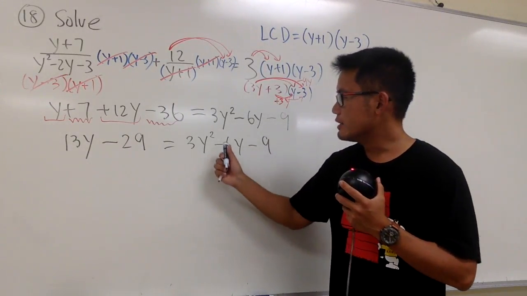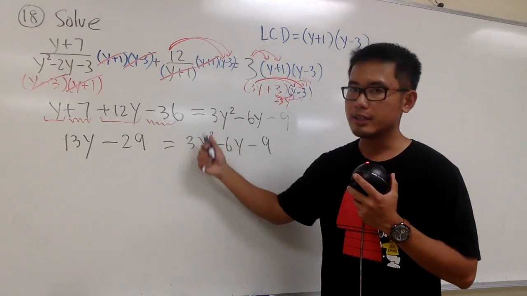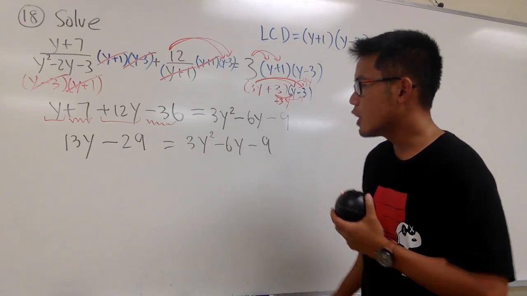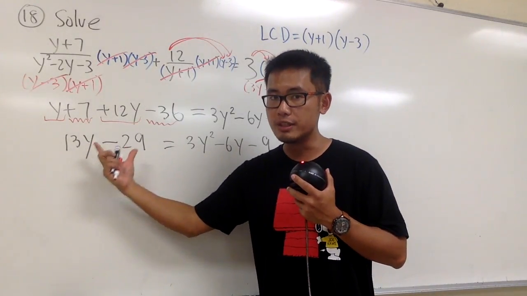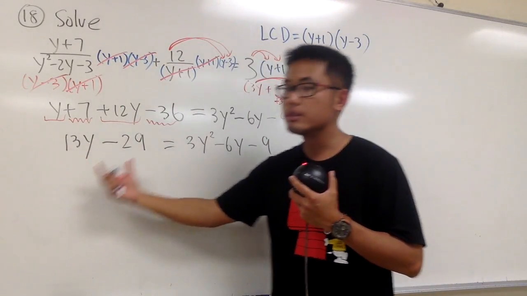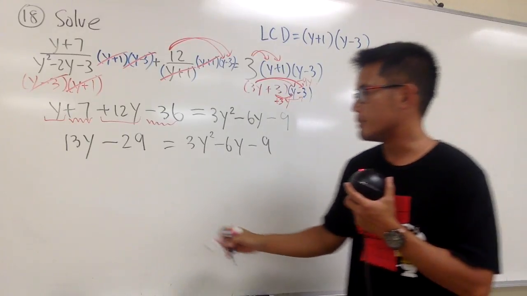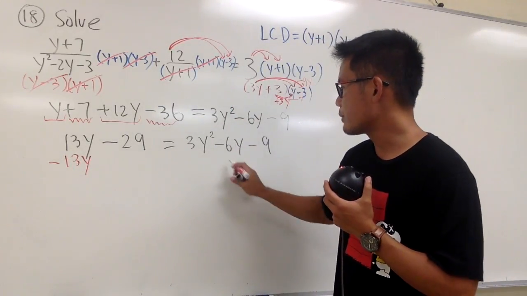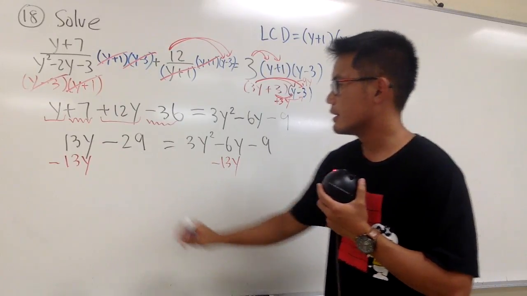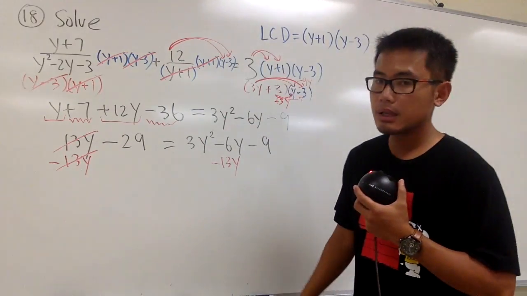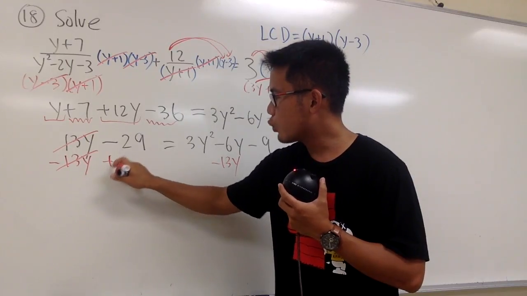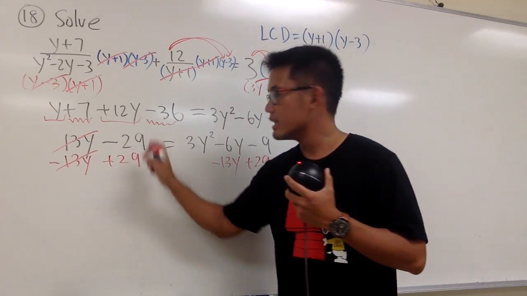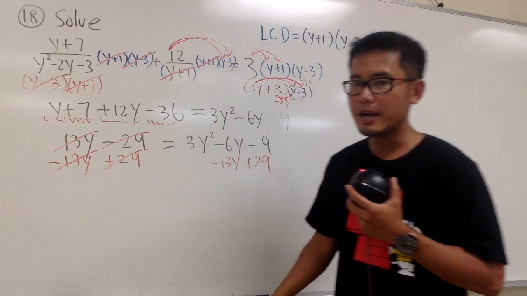As you can see, we have 3y squared on the right hand side. I want to keep the 3y squared positive. So with that being said, I would like to move these two terms from the left to the right. I'm going to do that by subtracting 13y on both sides, and I'll line up right here, minus 13y, so that this and that will cancel. And I will also be adding 29 on both sides, so that this and that will be cancelled, okay?